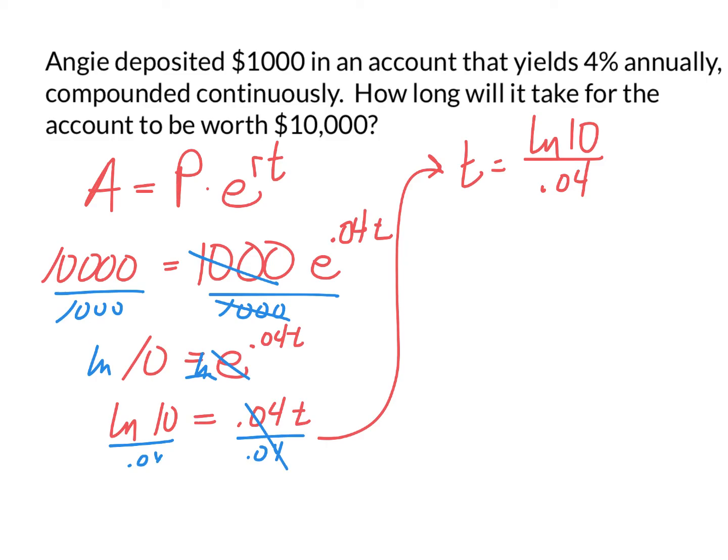And it's at this point that we've got to go over to the graphing calculator to evaluate that. Our natural log of 10 is going to be about 2.3. And so when we divide by 0.04, we're left with 57.564. And remember, when it comes to word problems, numbers aren't just numbers, they're measurements. So this 57.5 is how long it's going to take the account to be worth $10,000. So that 57.5 is 57.564 years.